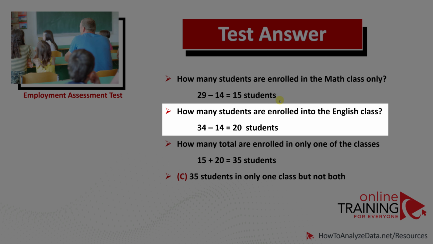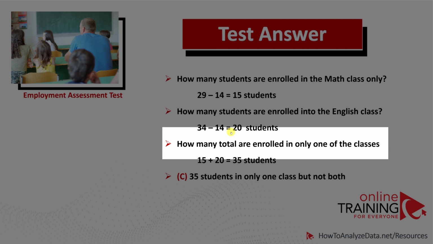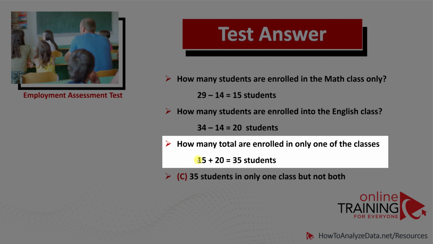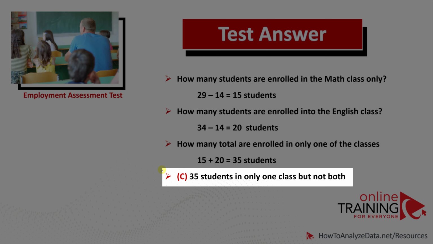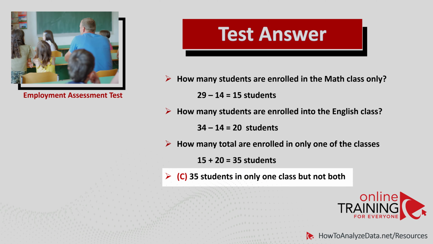Number of only English students would be 20. When we subtract 14 from 34, this is exactly what we get, 20 students. So the answer would be the sum of 15 and 20. And 35 students are the students that only enrolled into one of the classes. So the correct answer is C.